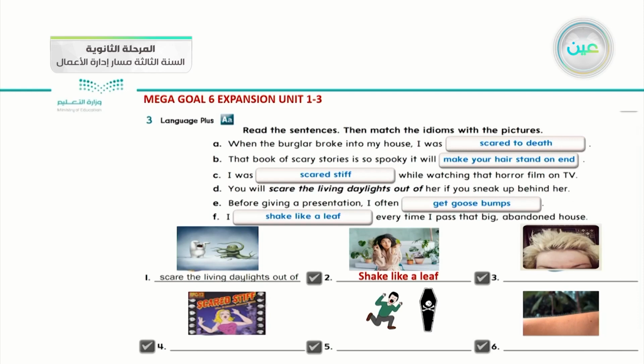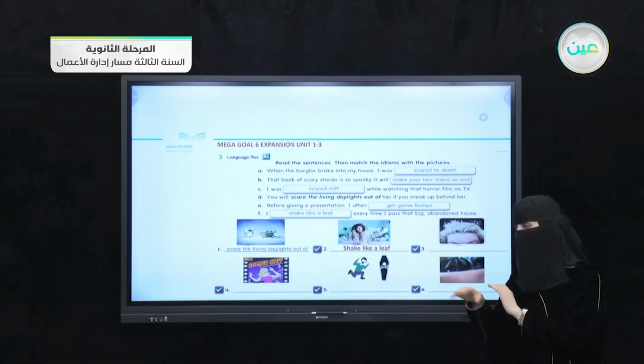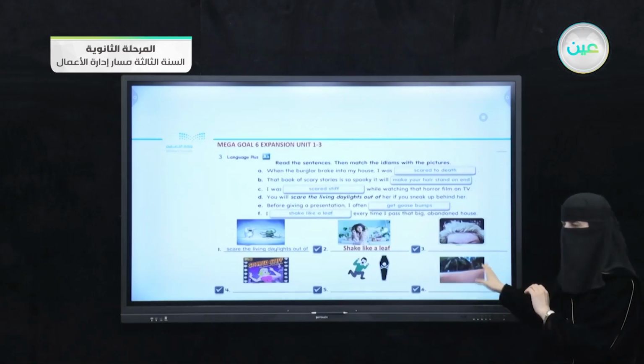You will scare the living daylights out of her if you sneak up behind her. So what do you think? I think number 1 is the suitable one for it. And the last one: before giving a presentation, I often get goosebumps, which means you feel something happen on your skin, and the right one for it is number 6.